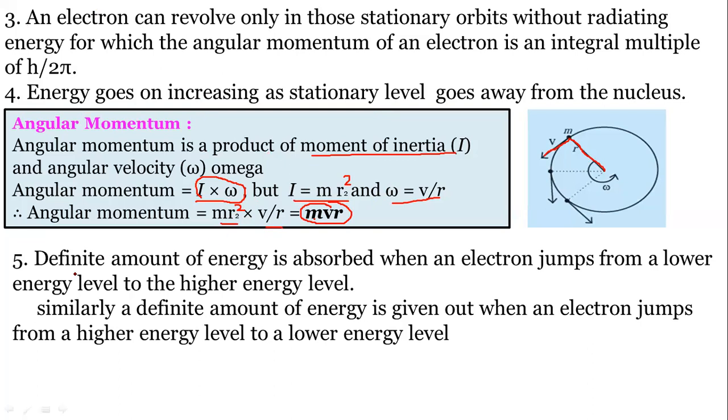So it is given in the postulate number 3. Now the postulate number 5 is what? Definite amount of energy is absorbed when electron jumps from lower energy to higher energy level. So for the jumping, energy is absorbed. Without absorbing energy, the excitation of electron cannot take place. Similarly, definite amount of energy is given out when electron jumps from higher to lower.